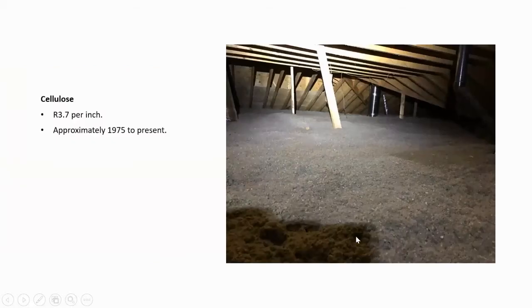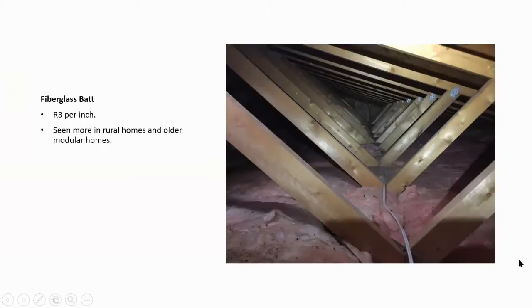Now we have cellulose insulation, light gray in color, about R3.7 per inch, installed from about 1975 to present. So it kind of took off. The glass and the cellulose started to go once the wood chips stopped being used. Are they still using that cell? Yeah, that's what I choose to blow as an installer.